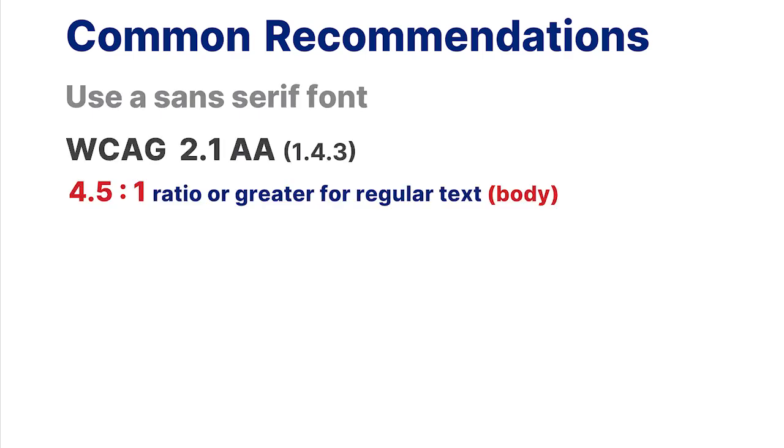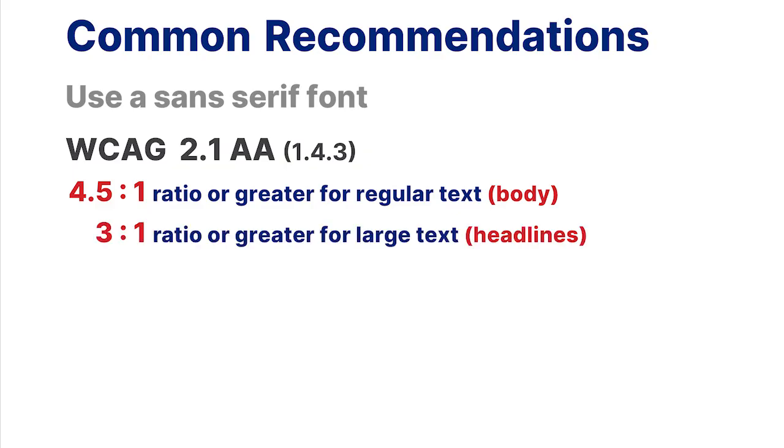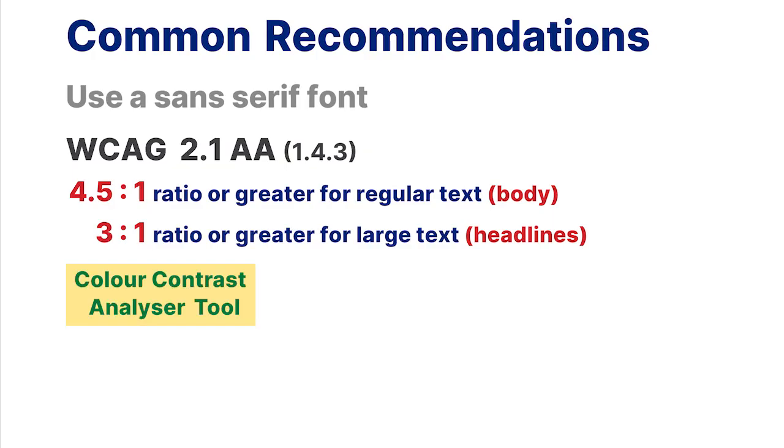The common recommendation at most institutions is to use a sans serif font and follow the WCAG 2.1 AA color recommendations, which suggest a contrast ratio of 4.5 to 1 or greater for regular text, which I think of as the body text, and a 3 to 1 ratio or greater for large text, which I think of as the headlines. My goal is always to have all my text be at least 4.5 to 1. I use the Color Contrast Analyzer tool to check the color ratio, but numerous tools are available.